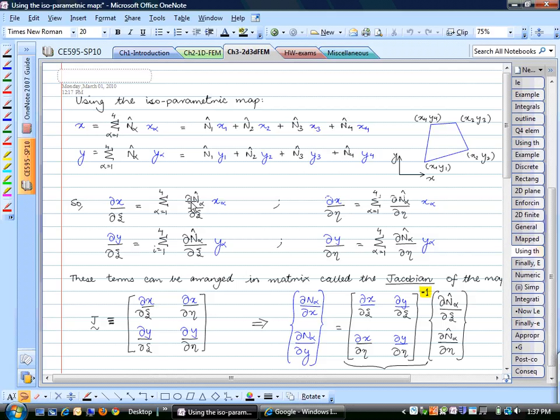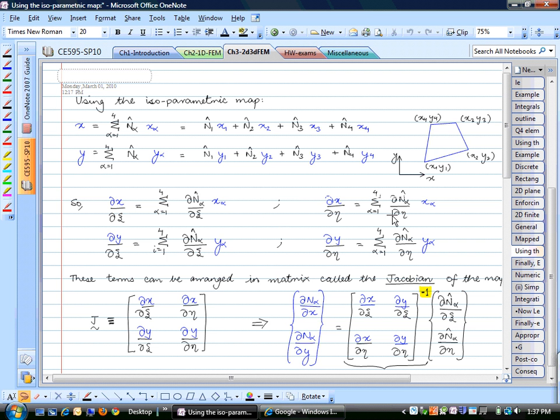So N contains terms like x, y, and xy, right? For Q4 elements. And if you try to express that in terms of Xi and eta, then it contains terms like Xi, eta, and the product of Xi and eta. So if you take the derivative with respect to Xi, this term will turn out to be linear in eta. If you take the derivative with respect to eta, then this term will turn out to be linear in Xi.